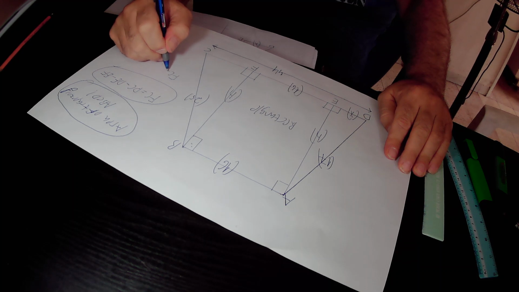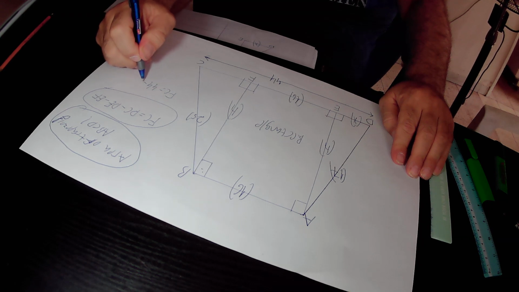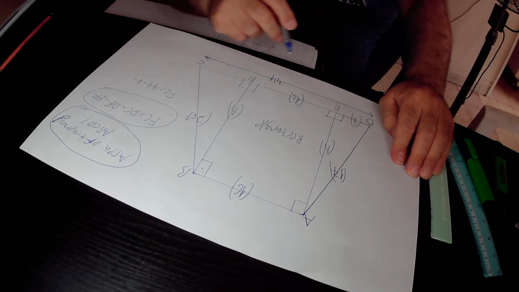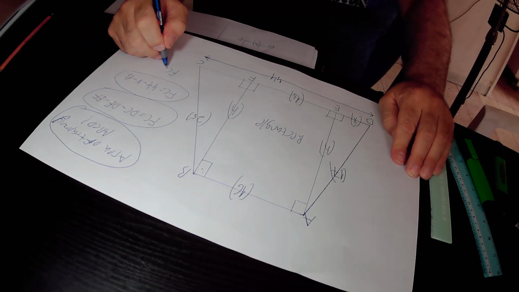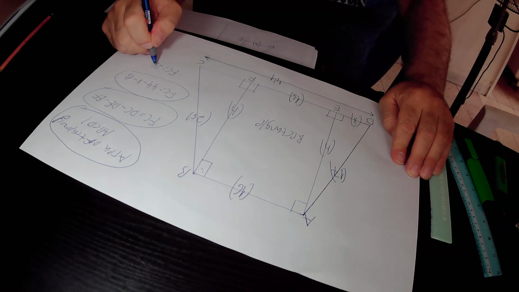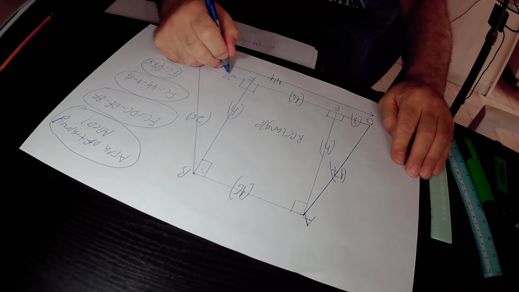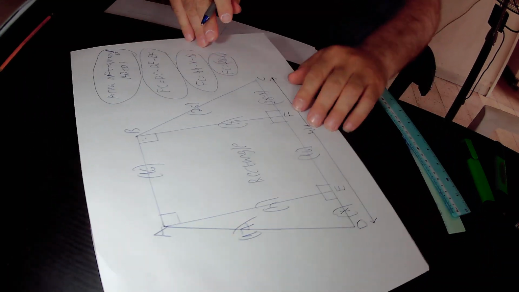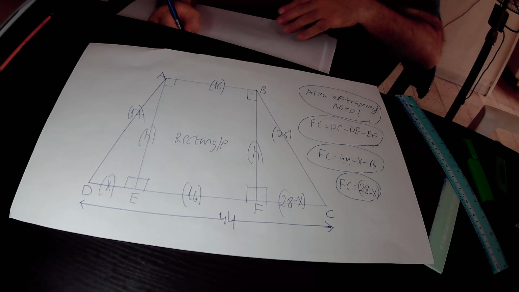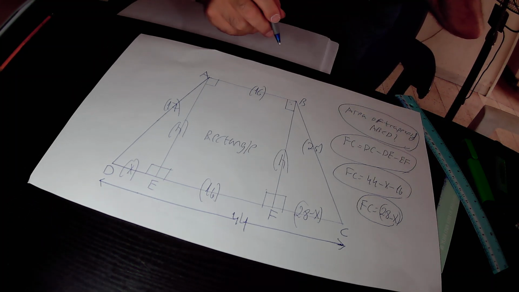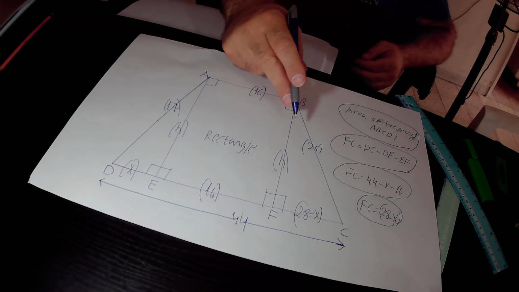So FC in total equals DC, that is 44, minus DE, that is X, minus EF, that is 16. So in total, FC equals 44 minus 16 is 28 minus X. So FC equals 28 minus X units in its length. In the next step, I'll copy the right triangle BFC in a new page, and we'll implement the Pythagoras theorem on this right triangle, triangle BFC.